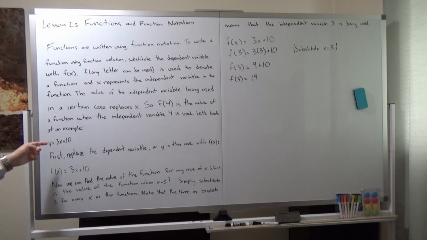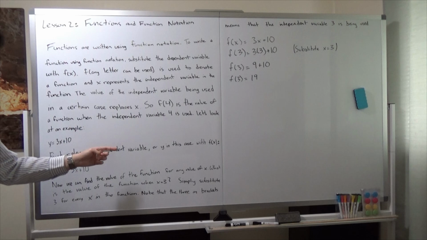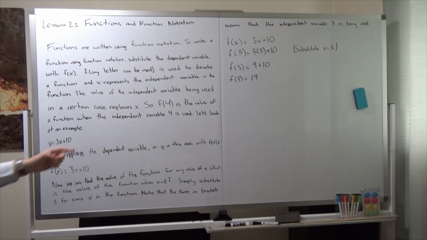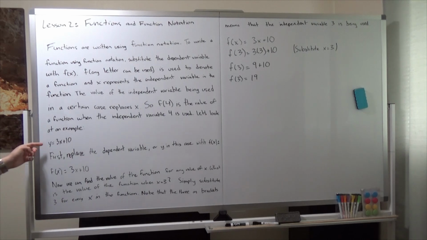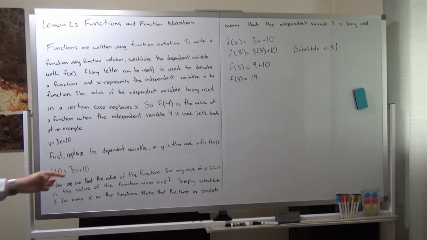So looking at our example, y equals 3x plus 10. First replace the dependent variable, y in this case, with f of x. And we get f of x equals 3x plus 10. Now we can find the value of the function for any value of x by simply substituting for the independent variable.